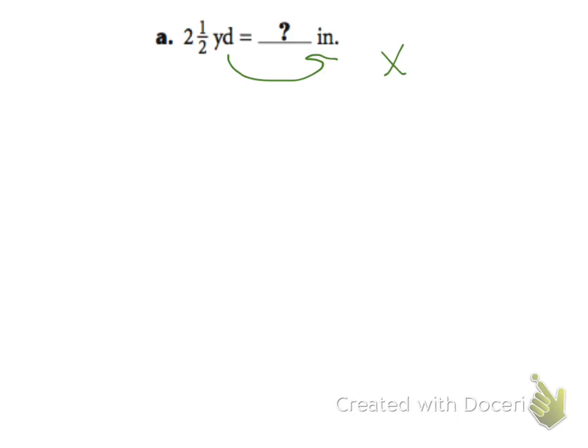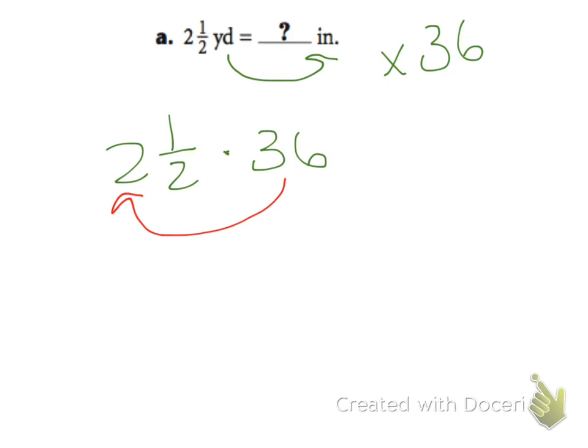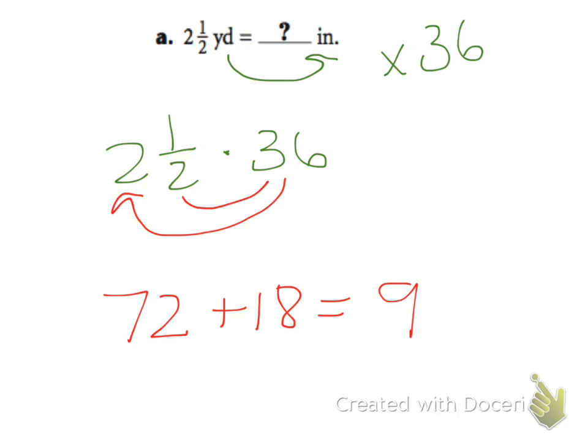Okay, so this one, I'm going from yards to inches, so I need to multiply by 36, because there's 36 inches in a yard. So 2.5 times 36, use the distributive property. 36 times 2 is 72, and 1/2 of 36, or 1/2 times 36, is 18. If you add those together, you should get 90. So 90 inches would be your answer.